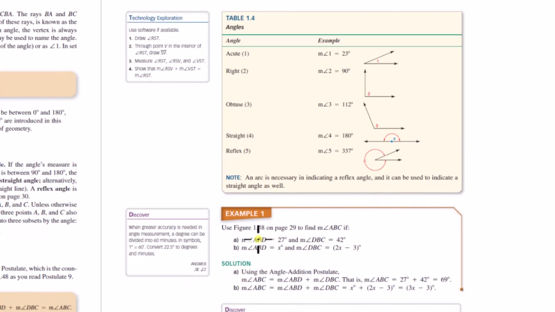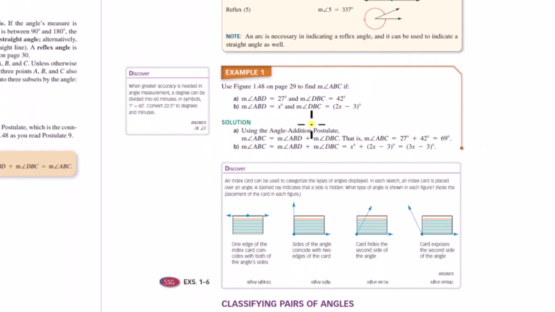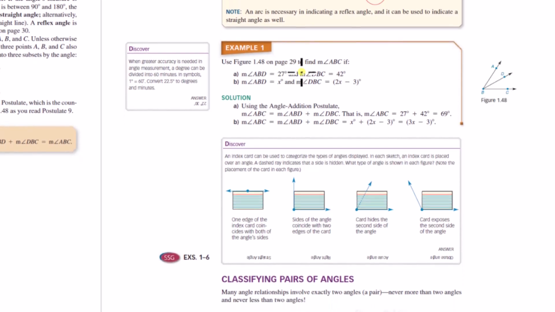All right, use figure 1.48, on page 29, to find the measure of angle ABC, if they're telling us the measure of angle ABD is 27, and then DBC is 42. So 42 plus 27, 69 degrees. You're just adding, right? You just add these two. What is the measure of angle ABC if ABD is x and DBC is 2x minus 3? So ABD and DBC, you just add those two. x plus 2x minus 3. 3x minus 3. That's it.